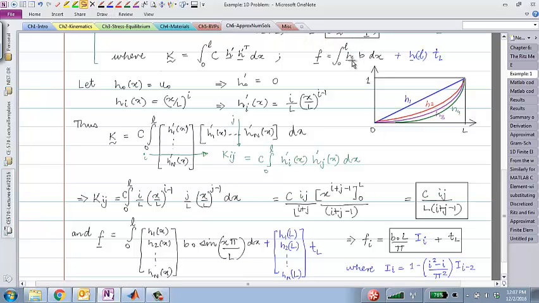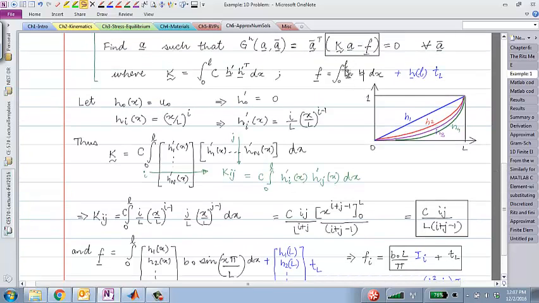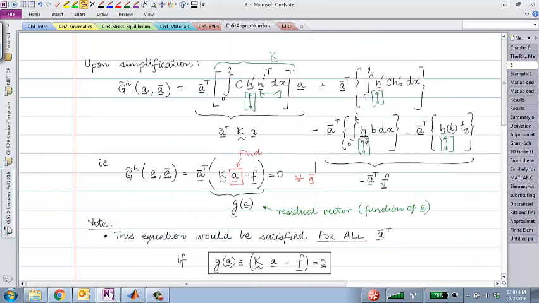H times B, H. So there was a prime here that should not be there. And let me make sure on the previous page also I don't have that prime. Yep, I don't have that prime here.